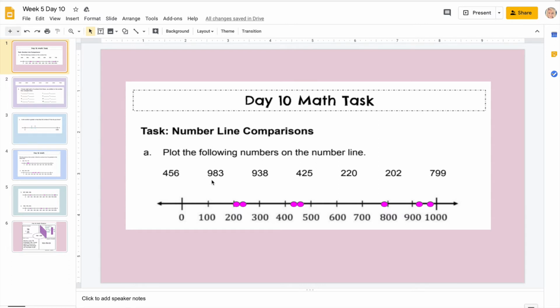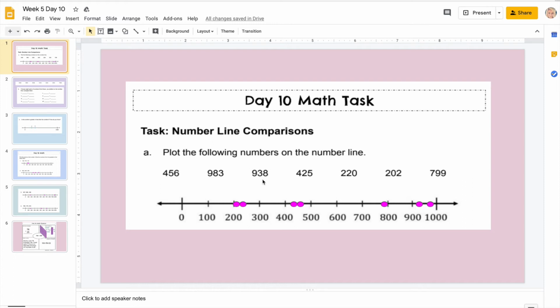The next number we're going to look at is 983. There's a 9 in the hundreds spot, so we know it's going to be after 900, but before 1,000. Let's look at the tens spot. We have an 8, so we know it's going to be more than halfway. If I was going to plot that, it's going to be almost to the thousand, because 983 is not quite 1,000. So we're going to plot that right there.